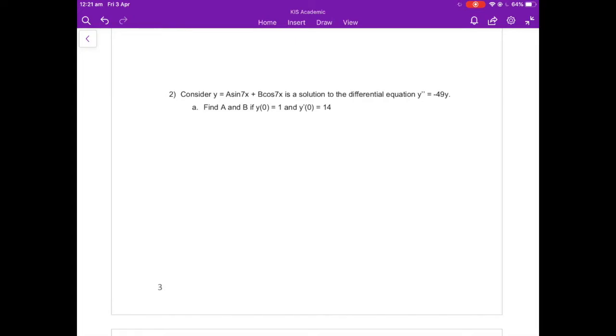The first piece of information is this one here, y(0) equals 1. What that means is at x equals 0, the y value is 1. So 1 equals a sin 0 plus b cos 0. So 1 equals 0 plus b times 1, which is b. Therefore, b equals 1.